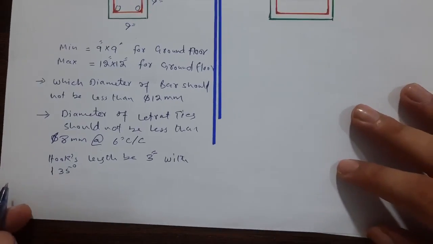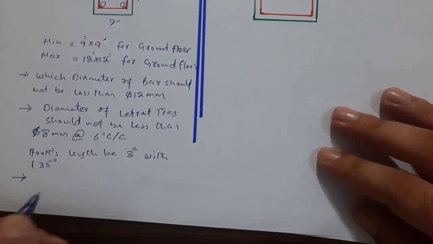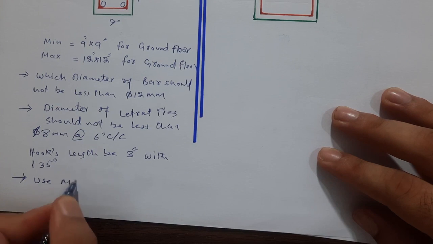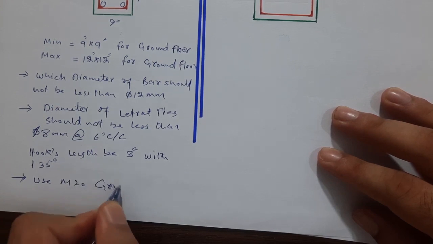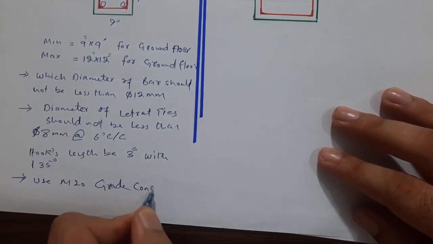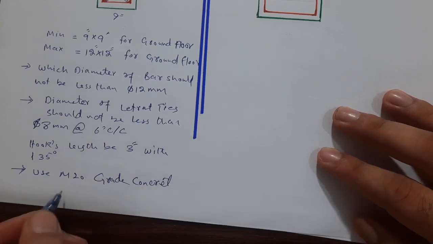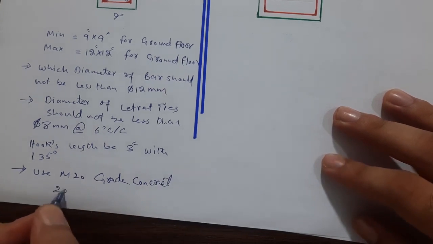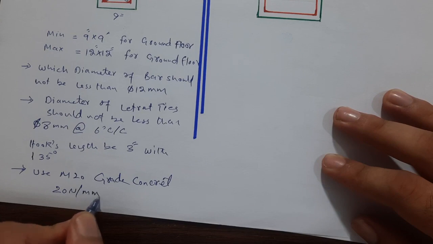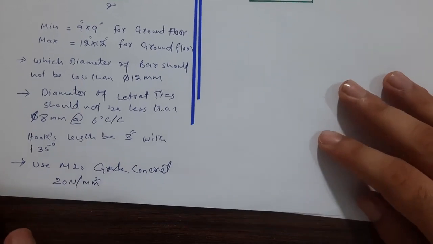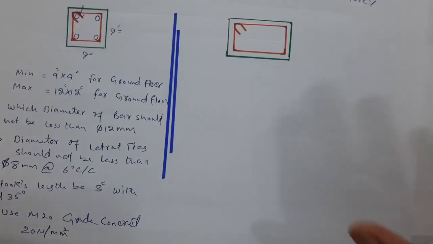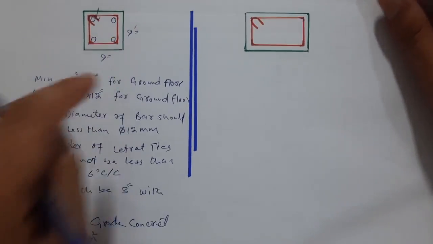And the last one for this, use M20 grade concrete, whose characteristic strength is 20 Newton per mm square after 28 days. So this is very important. So this is the minimum and maximum size for G+1.